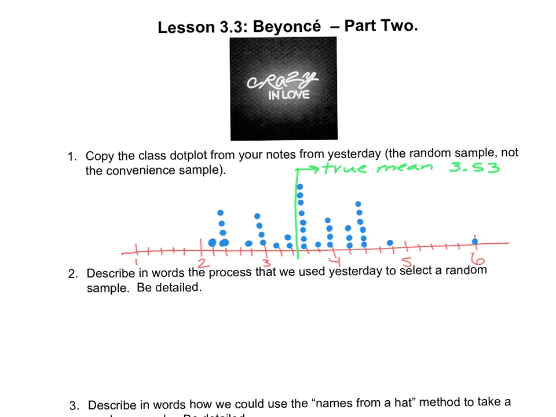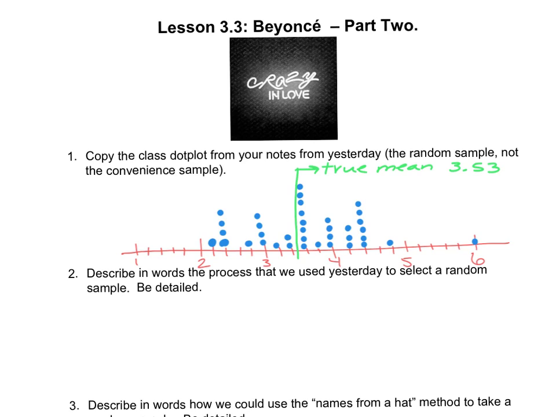So we're going to continue on with Beyonce, picking up kind of from what we did on Thursday. This is lesson 3.3, which is the Beyonce part 2. First thing says to copy the class dot plot from the notes from yesterday, the random sample one, not the convenient sample. So I went back to my notes and this is the dot plot. It should also be hanging on the wall in the classroom underneath my bulletin board if you wanted to look at that. Remember that we had a true mean value of 3.53 when we looked at those dot plots, and the actual average length of the Beyonce song was 3.53.